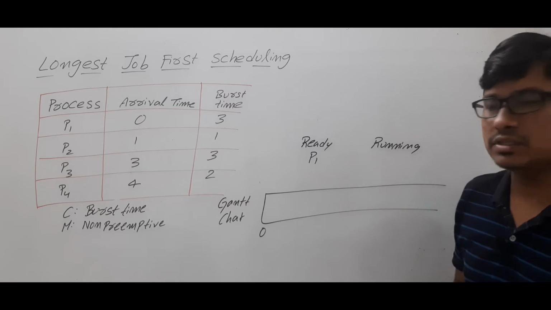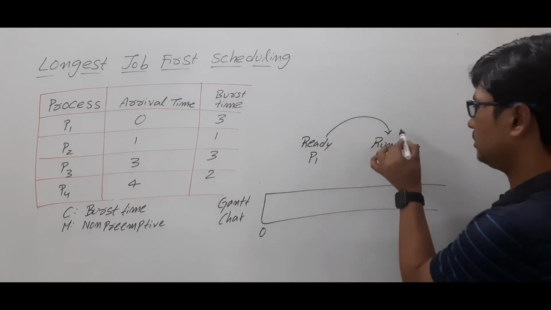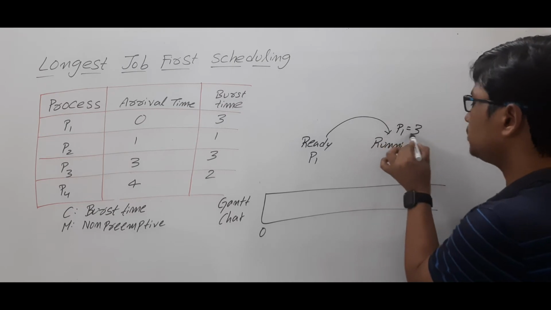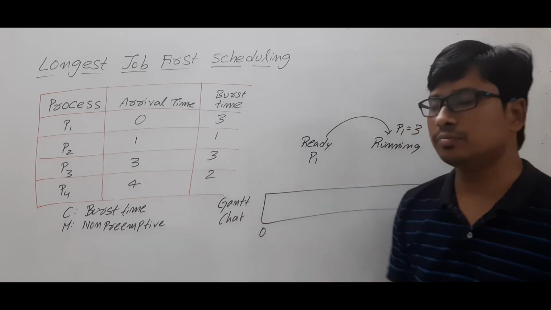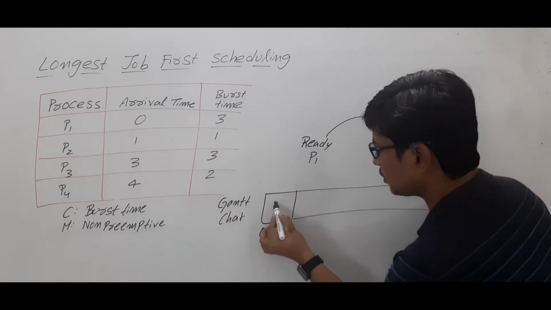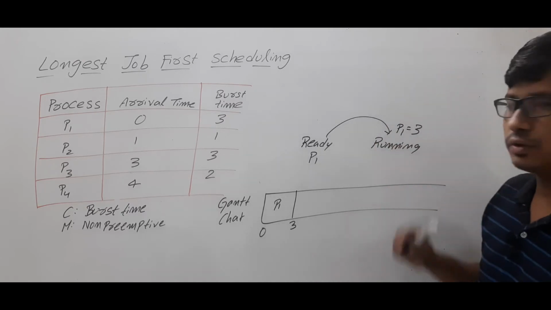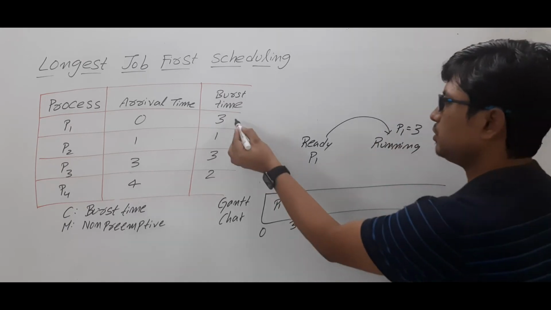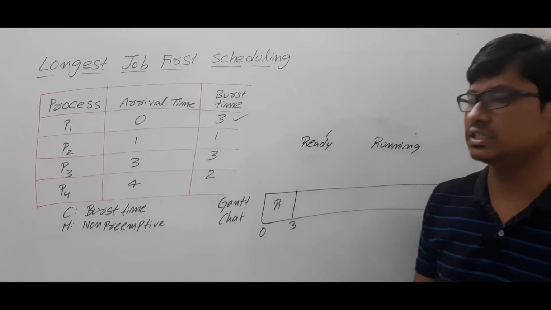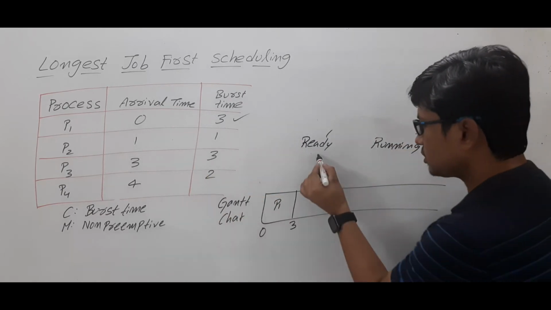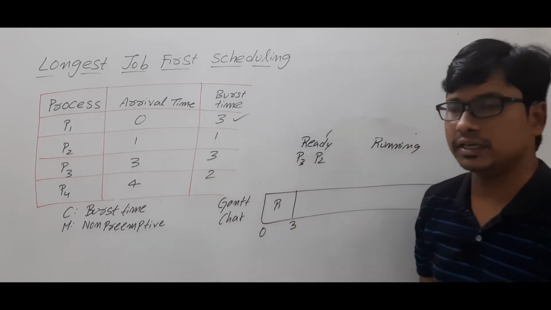So this process will be dispatched to the running state. And it needs 3 units of CPU time to complete its task. As it is a non-preemptive scheduling algorithm, the total 3 units of time will be provided. Once it is done, it will go to the terminated state. So process P1 has completed. By that time, which processes have arrived? You need to look: process P2 has arrived and process P3 has arrived to the ready state.